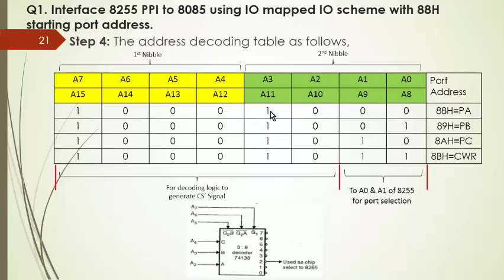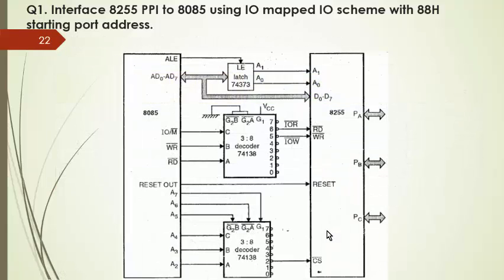So as here the input to this 3 to 8 decoder A2, A3 and A4 is 0, 1, 0, that means the second number pin gets selected by this particular 3 to 8 decoder. So this second number output pin we are going to connect to the chip select signal of 8255.